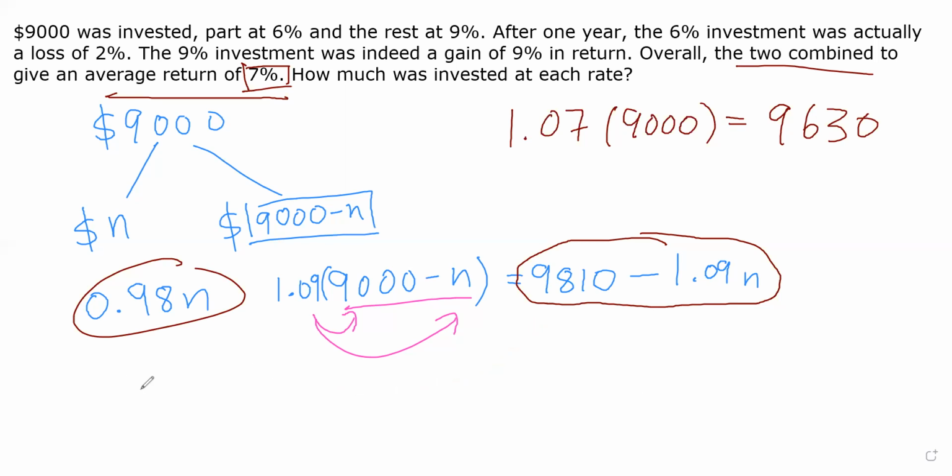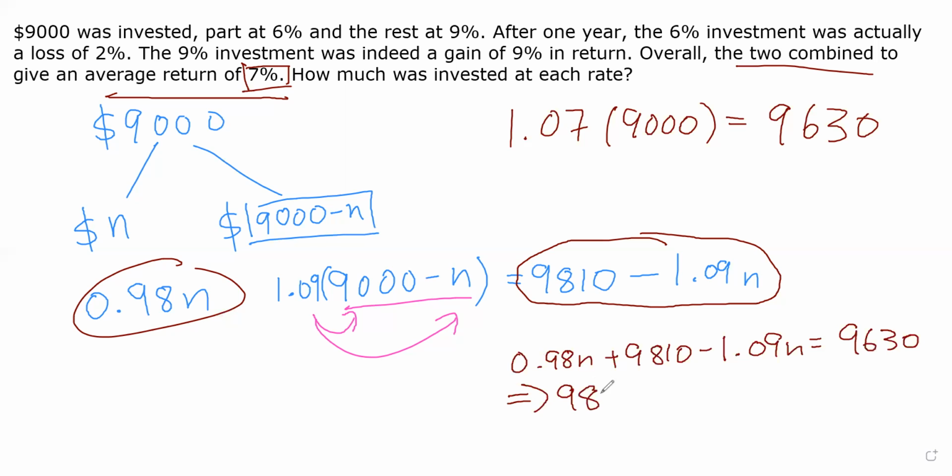So we have 0.98N plus 9,810 minus 1.09N, and this should give me 9,630. Combining like terms, we get 9,810, and 0.98N minus 1.09N is equal to minus 0.11N. And this is equal to 9,630.